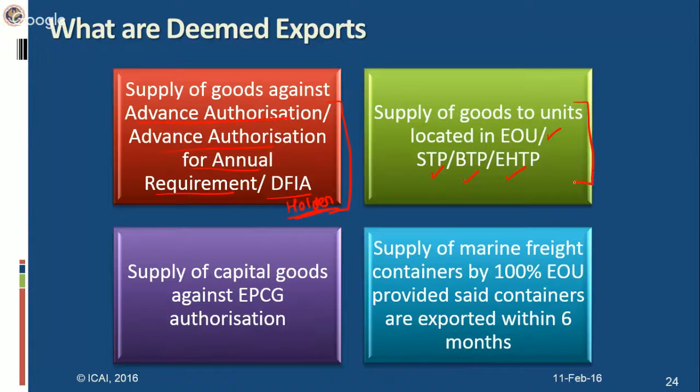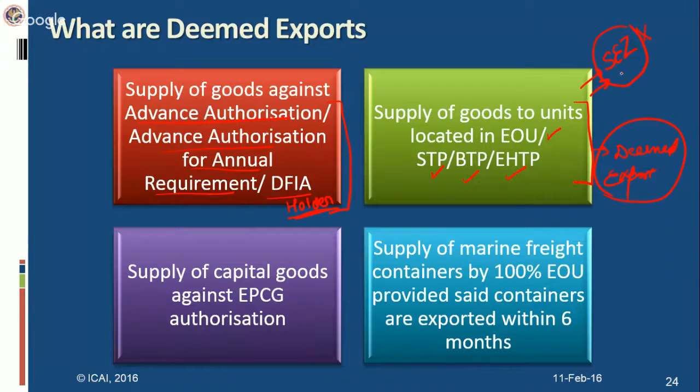In fact, just now we have covered the EOU and STP schemes, and there also I told you that any domestic manufacturer who has supplied goods to these units will be entitled to the benefit of deemed export. Now, here one important point is that whenever we supply goods to EOU, STP, BTP, EHTP, that is considered as deemed exports. But along with these units, you know that there is another scheme, SEZ, Special Economic Zone, that we'll also discuss later on in detail. But whenever a manufacturer makes supplies to SEZ, then that is not a deemed export.